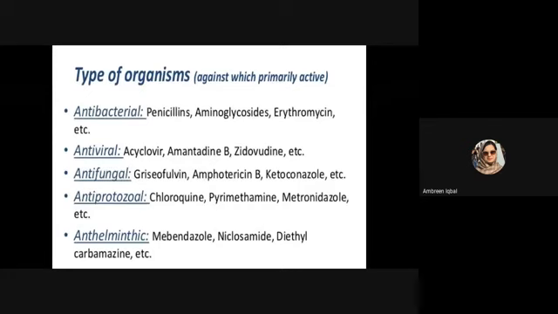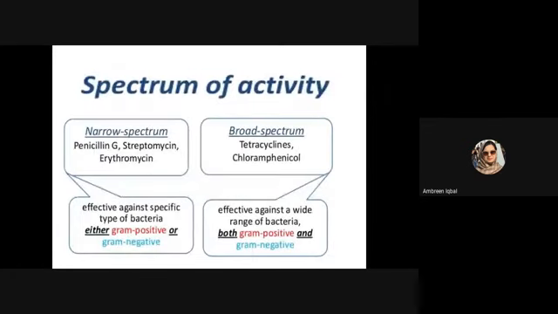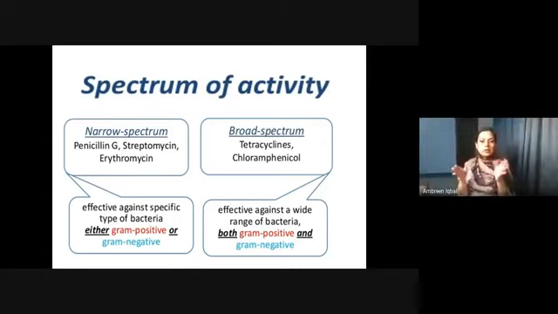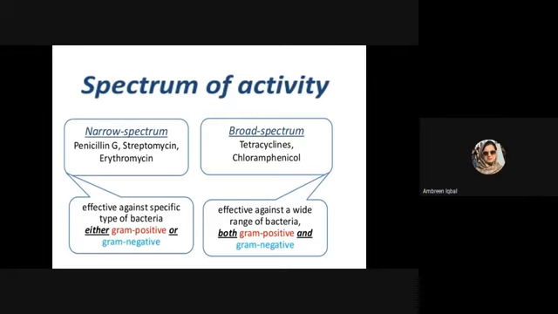This is the classification on the basis of spectrum of activity: narrow spectrum and broad spectrum. Narrow spectrum means it is effective against a specific type of organisms, like either gram-positive or gram-negative. The next is broad spectrum, they are effective against a wide range of bacteria, like both gram-positive and gram-negative. Tetracycline and chloramphenicol are broad spectrum. Narrow spectrum are penicillin, streptomycin, erythromycin. Erythromycin you have commonly heard, it's a narrow spectrum antibiotic.